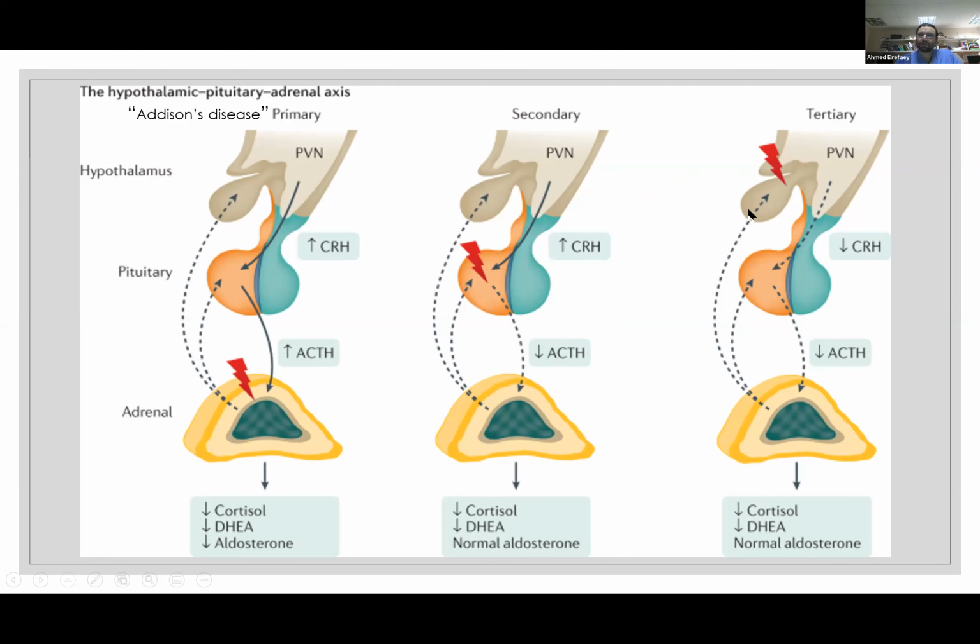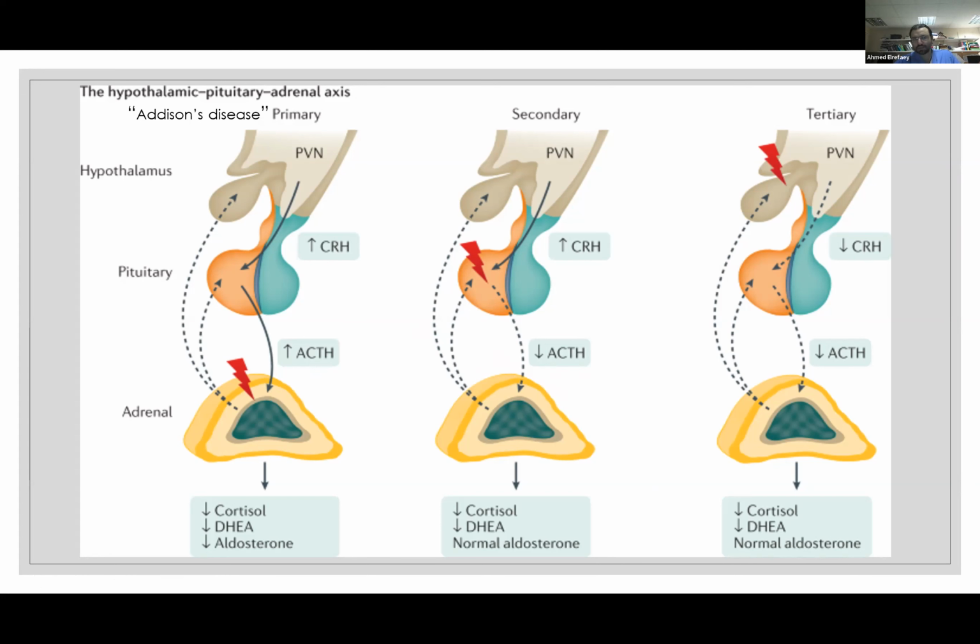There's a tertiary type of adrenocortical insufficiency, where we have a problem in the hypothalamus. That means the CRH is not going to be secreted, and as a result, the ACTH is not going to be secreted. And as a result, the cortex is not going to be stimulated through this pathway. So again, we lose the cortisol and the androgens, but still the aldosterone will be there because the renin-angiotensin-aldosterone system is still functioning. So this is how we differentiate between those three types.